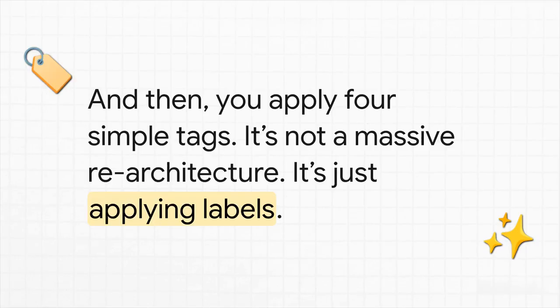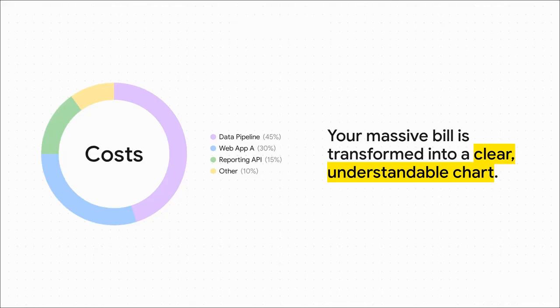And then you just start applying those four simple tags. That's it. It's not a massive 6-month-long project. You just start adding labels: owner, environment, application, cost center. And boom, this is what you get. Suddenly, that huge, scary bill turns into a beautiful, simple chart like this one. Instantly, you can see that your data pipeline is your biggest cost driver. Now you can have an intelligent conversation. Now you can actually make smart decisions because you finally know where your money is actually going.